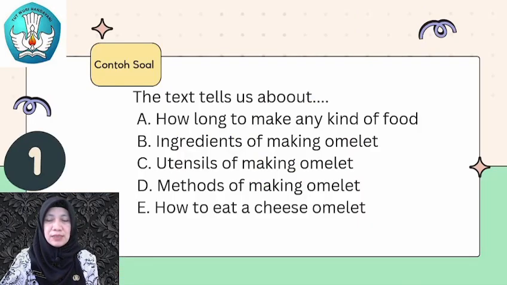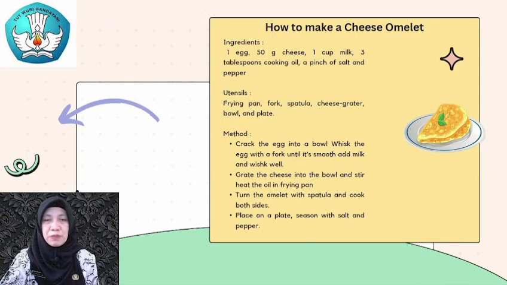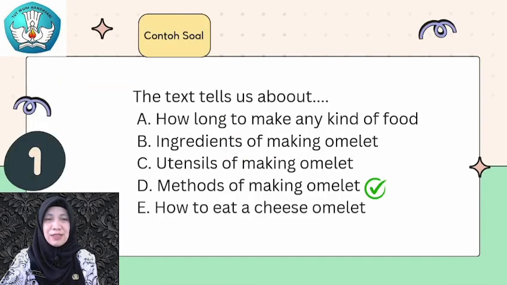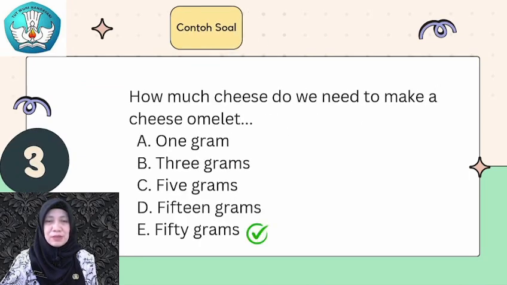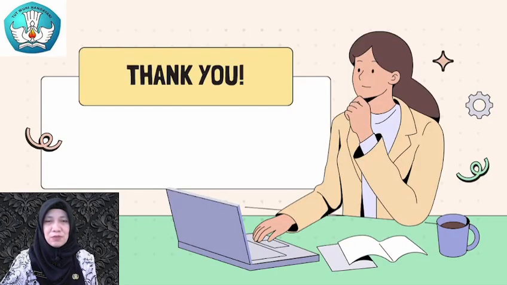Next, this is an example of procedure text. For example, this is how to make a cheese omelette. Ingredients. This is an example of an exercise. Okay, the following are methods. This is a question related to procedure text.